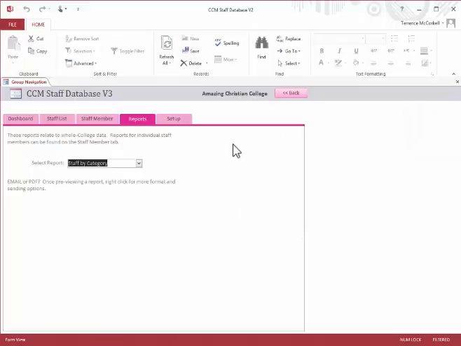Hopefully this has helped you to understand a little bit about categories. They are extremely flexible and very, very useful, and schools can have any number of different categories, providing they're prepared to populate all of the data within them.